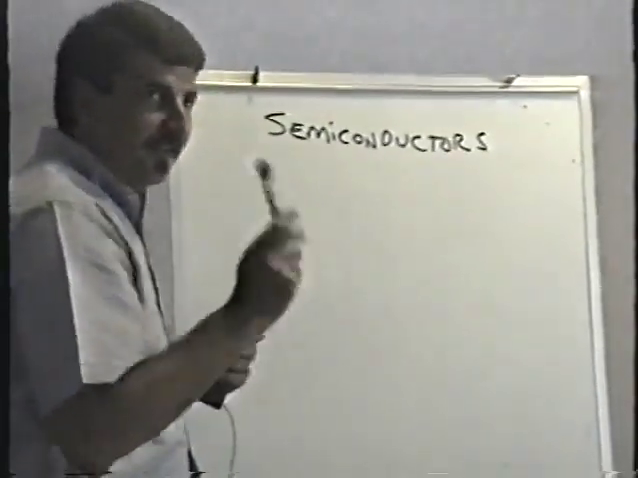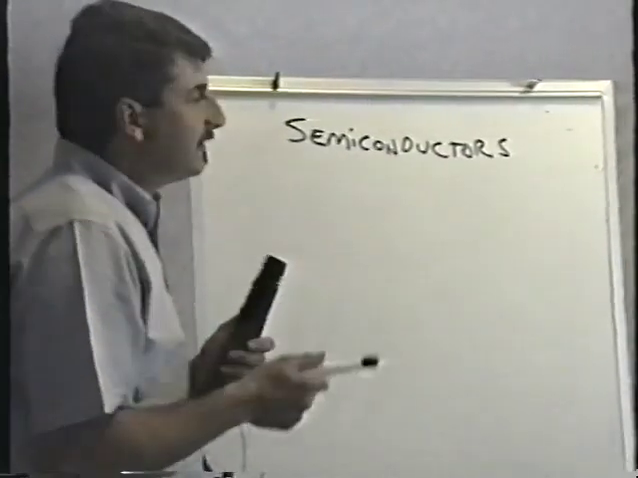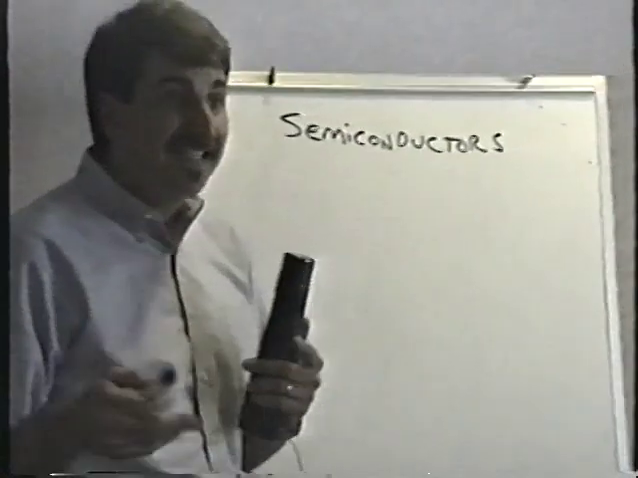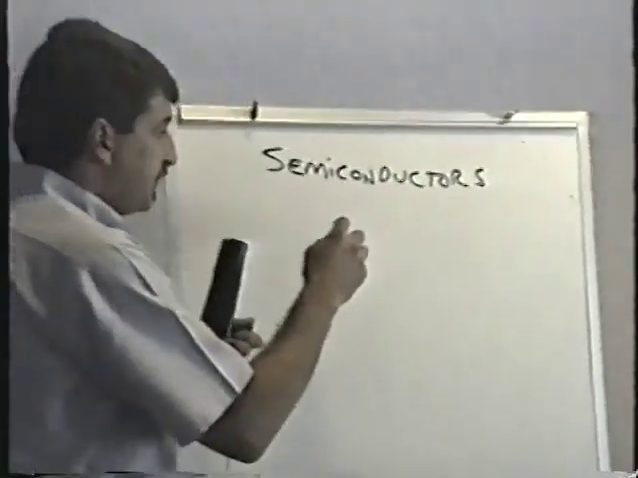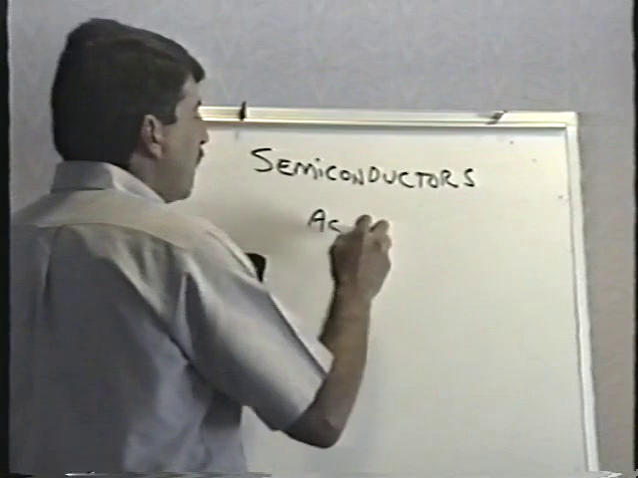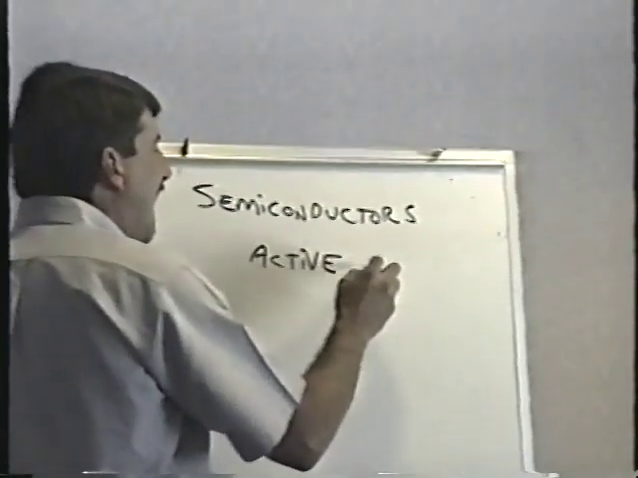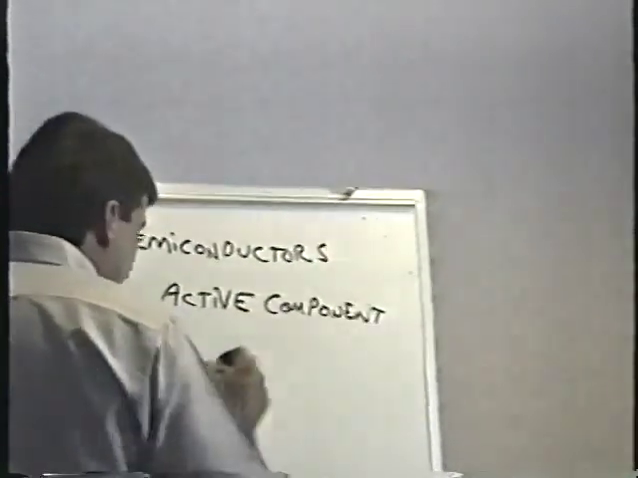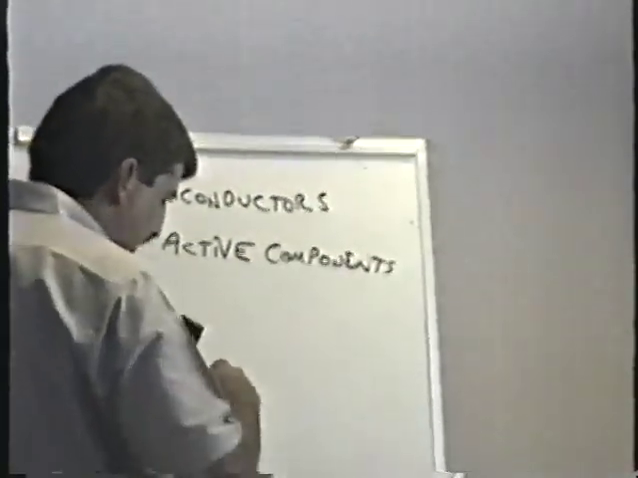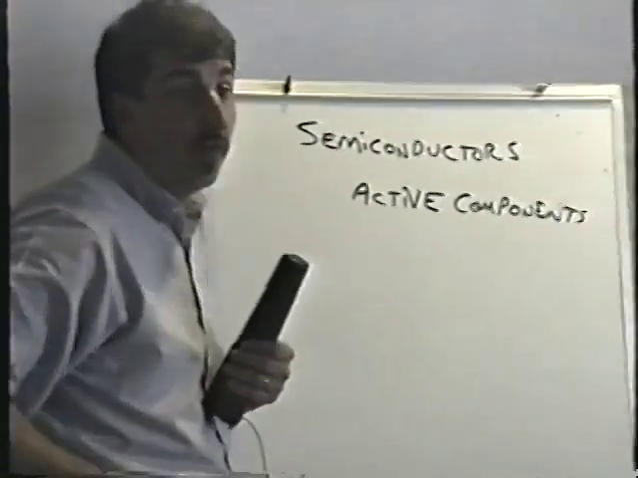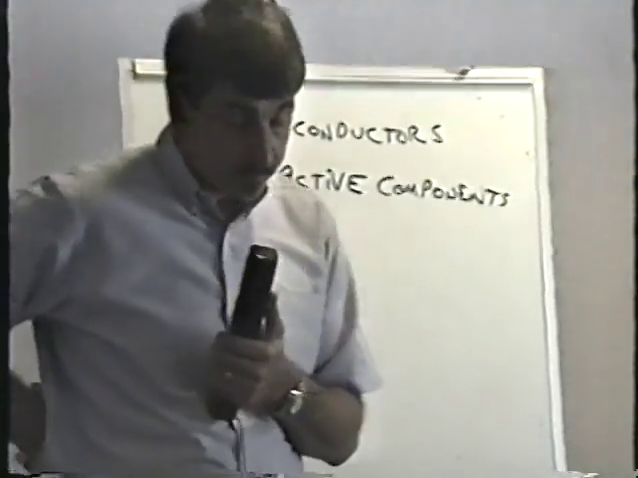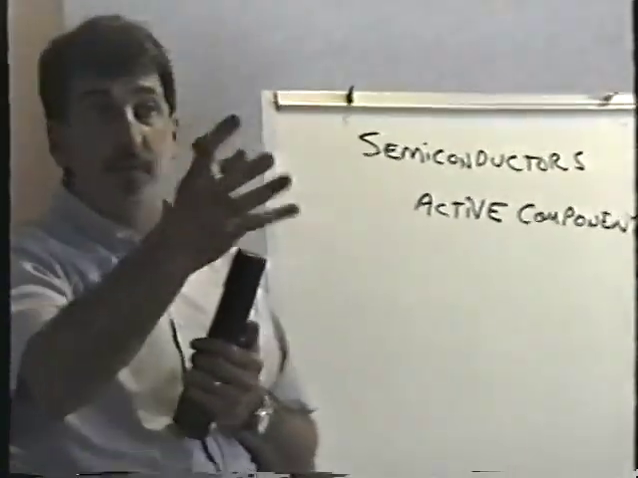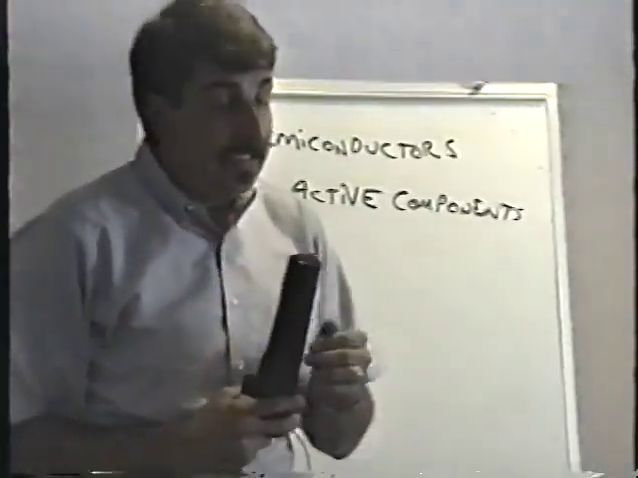Semiconductors. Okay. Now we're going to start on something very important, something called semiconductors. Semiconductors are parts like diodes and transistors. Semiconductors are what we commonly refer to as the active components in a circuit. The semiconductors are the parts that switch on and off to control the flow of electric current. They're actively switching on and off, sometimes letting the electric current through, sometimes shutting it off.